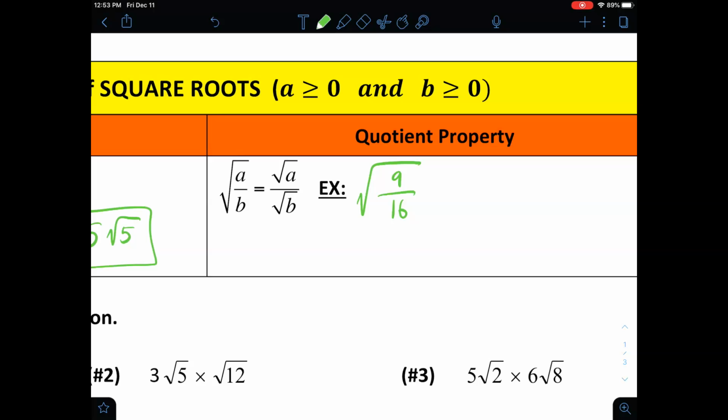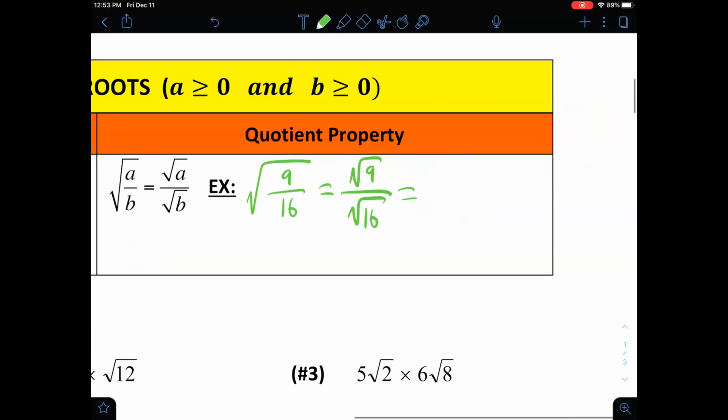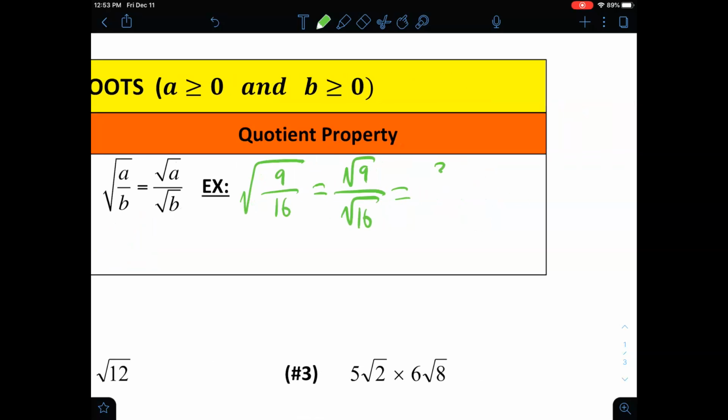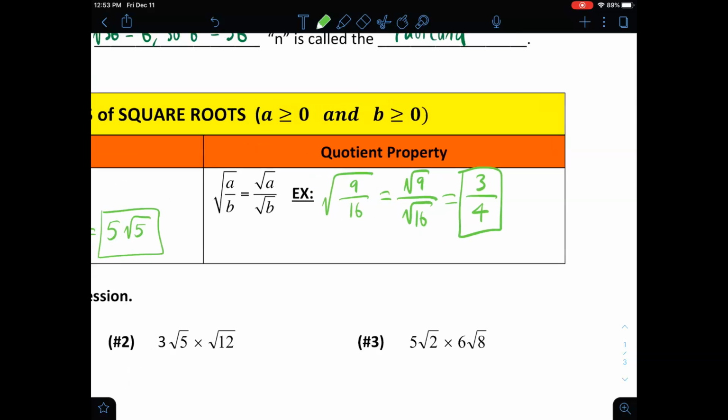So 9 does not divide by 16, so we're going to split this up. We're going to split it up into two different square roots. We're going to split up the square root of 9 divided by square root of 16. And why is that nice? Well, those are both perfect squares, so what's the square root of 9 going to be? Well, that's going to be 3, and the square root of 16 is going to be 4. And that's our simplified answer there.